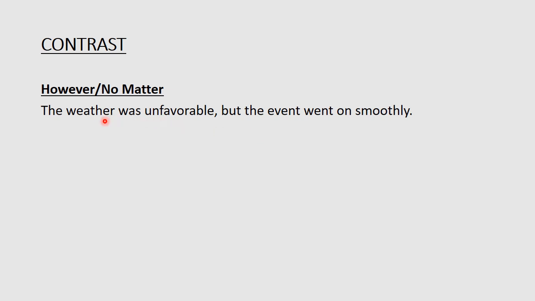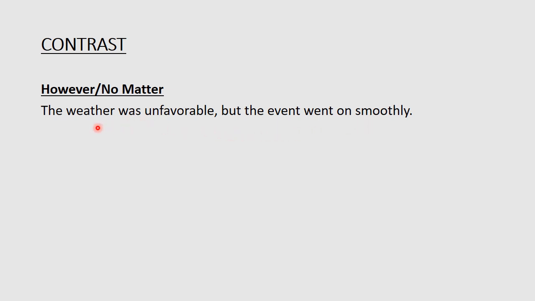So next we look at however and no matter. In this case, we're going to take a look at however when used at the beginning of a sentence. Here's an example: the weather was unfavorable, but the event went on smoothly. On the left side, we have the weather, which was not favorable, and we don't expect an event to go smoothly, but it went on smoothly.